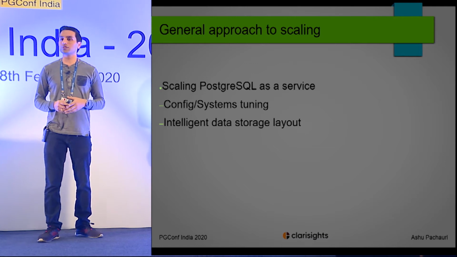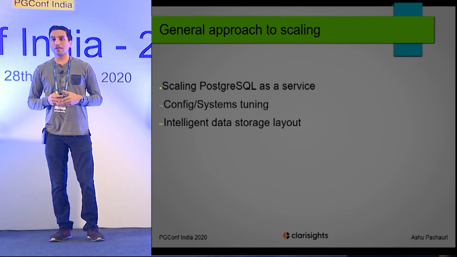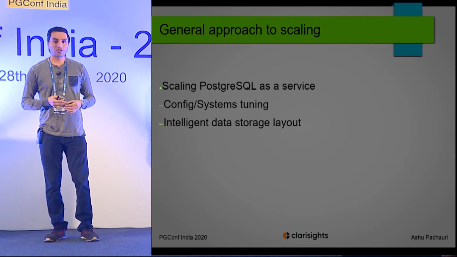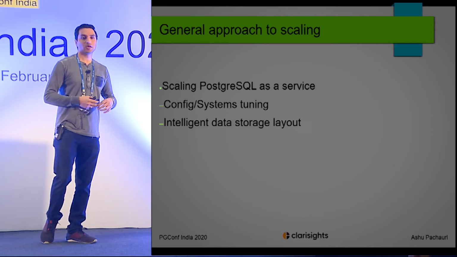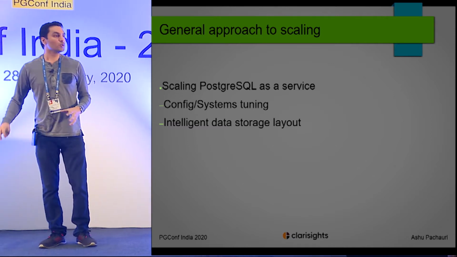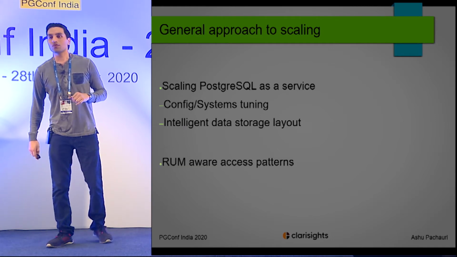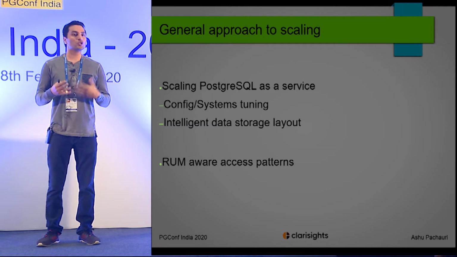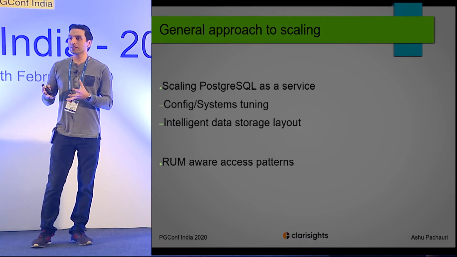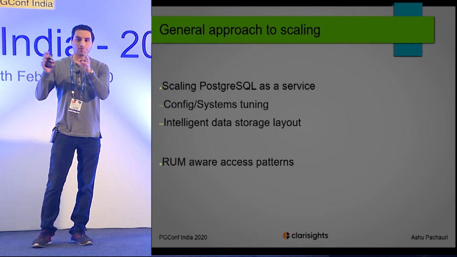Try to scale PostgreSQL as a service. Basically, either do system tuning or config tuning on Postgres, put in better hardware, something which the users of PostgreSQL don't control. The other way of doing it, you actually introduce RAM-aware access patterns. So you modify your workload in a way that it is more conducive to the adaptive pattern for the read, update, memory conjecture.